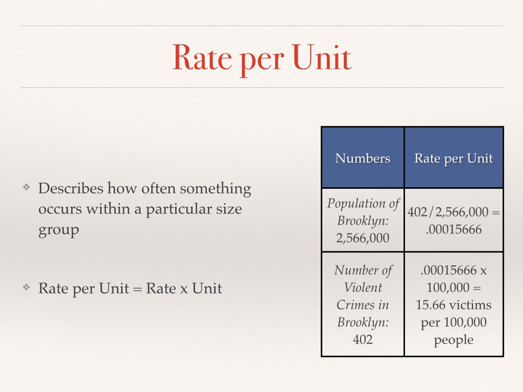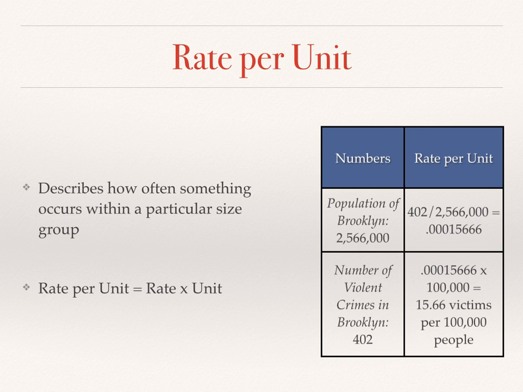For example, if there are 402 violent crimes in Brooklyn, New York in a year, and there is a total population of 2,566,000 in that borough, then the rate of violent crimes is 402 divided by 2.566 million, which is 0.0001566. To then determine how many people that percent is out of, let's say, 100,000 people, you will just multiply the percentage by the unit you are using as your base, in this case 100,000. So 0.0001566 times 100,000 is 15.66, and that means that there are nearly 16 victims of violent crimes per every 100,000 people in Brooklyn.